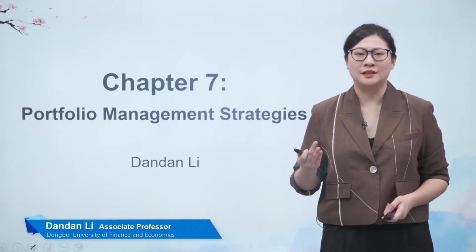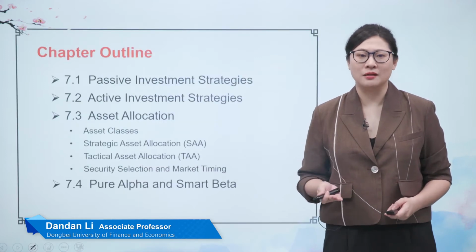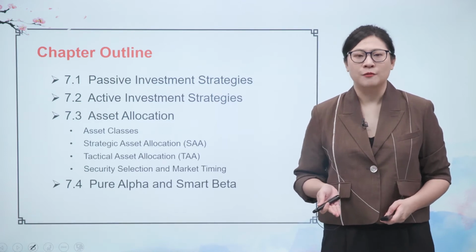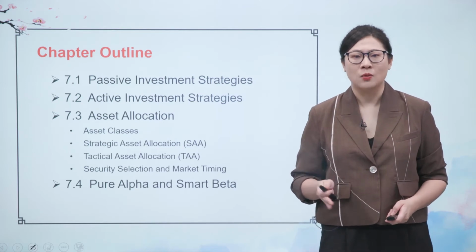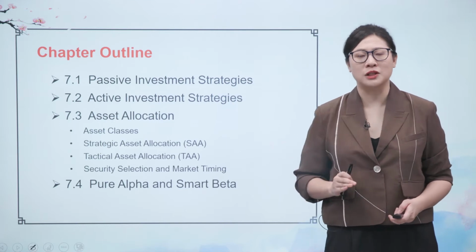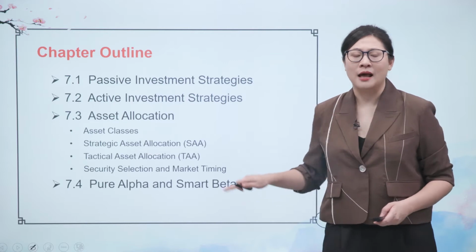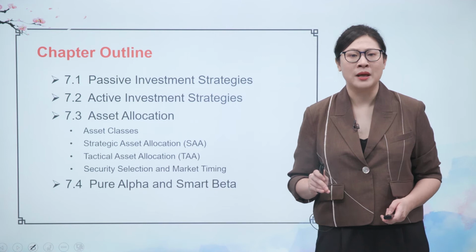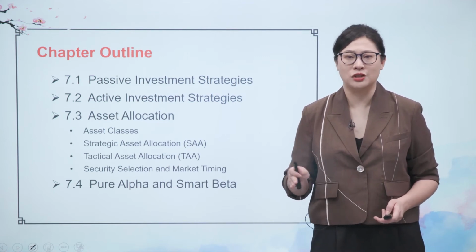Let's continue Chapter 7, Portfolio Management Strategy. In this class, we will talk about 7.3, asset allocation. For this part, we will first introduce the asset classes, what kind of asset classes we will use. The second one, we will talk about strategic asset allocation, SAA. The third one is tactical asset allocation, TAA. And finally, we will compare security selection and market timing.